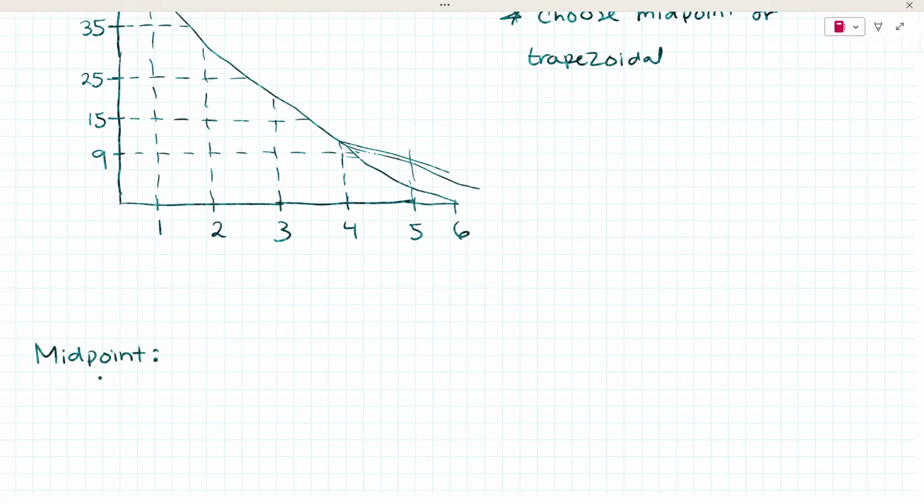Midpoint, you have to find the delta x. So if we're going from the boundaries 0 to 6, this is like your A, this is like your B. So the delta x will be B minus A over 3. So that's 6 minus 0 over 3 because it's your halfway point. And that gives you 2.